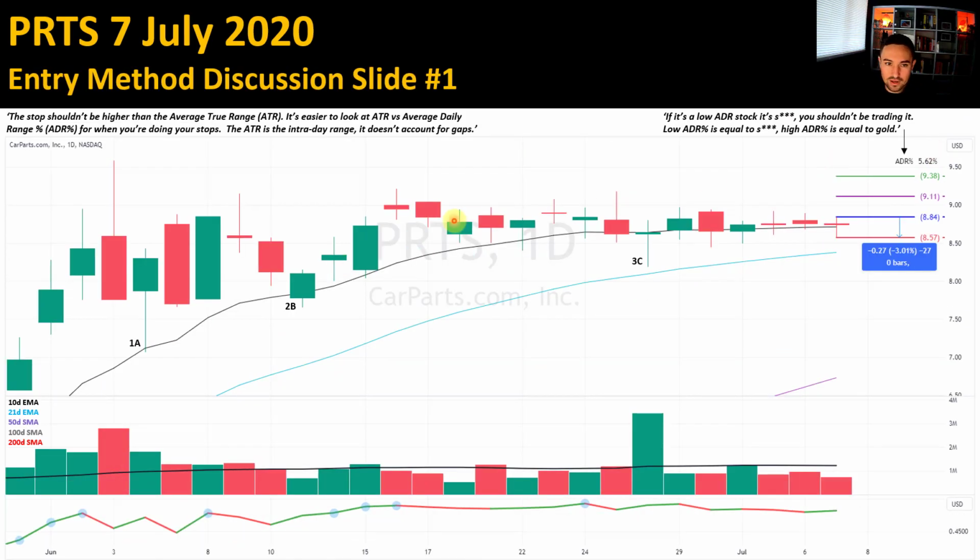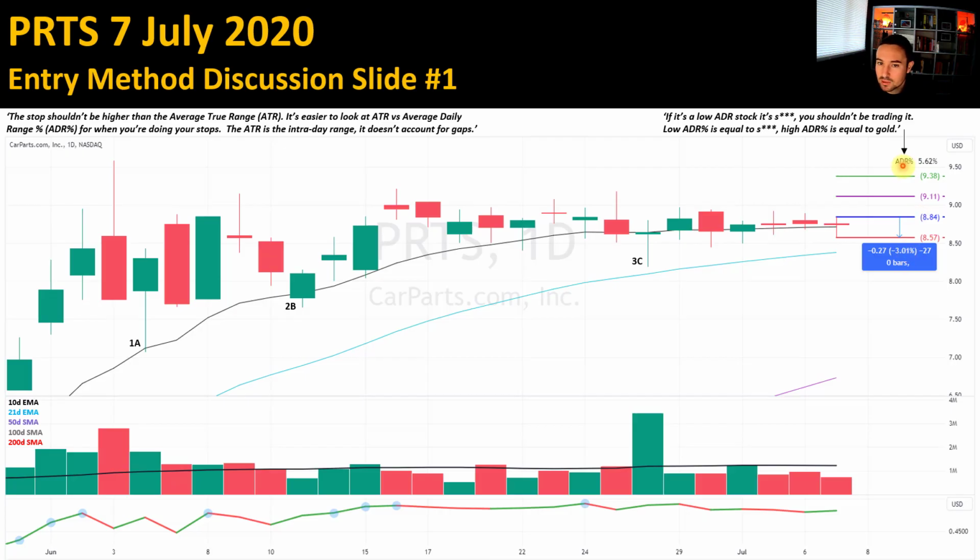So now you've identified it, right? And you're like, okay, that's good, but now what do I do, right? So here I'm showing you a couple of things. We've got the ADR of the stock. This is the average daily percentage move of the stock over the last 20 days excluding gaps, which is 5.62%. That is the range of the stock. So we can use that as a metric.